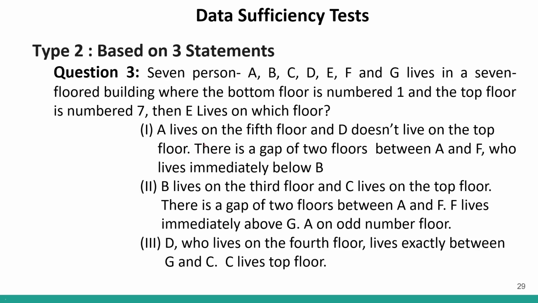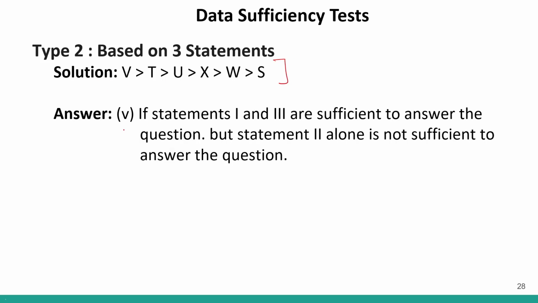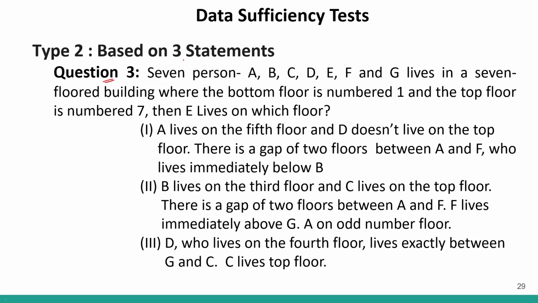Clear? Coming to question number 3. So this was our final placement that we got. Correct, for the previous question. Coming to question number 3. Now, question number 3, basically there are 7 people who live on a 7-floored building. So 7-floored building, bottom floor is 1 and the top floor is 7. So we have 1, 2, 3, 4, 5, 6, 7. 7-floored building, and we have to find the floor in which E lives.